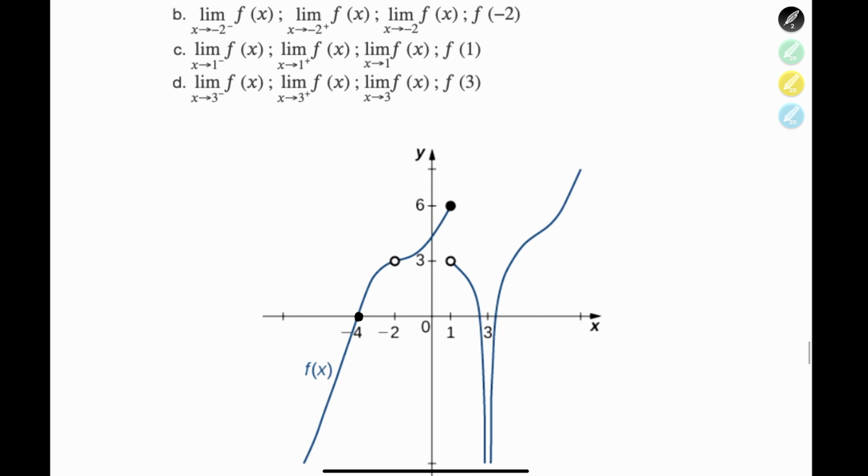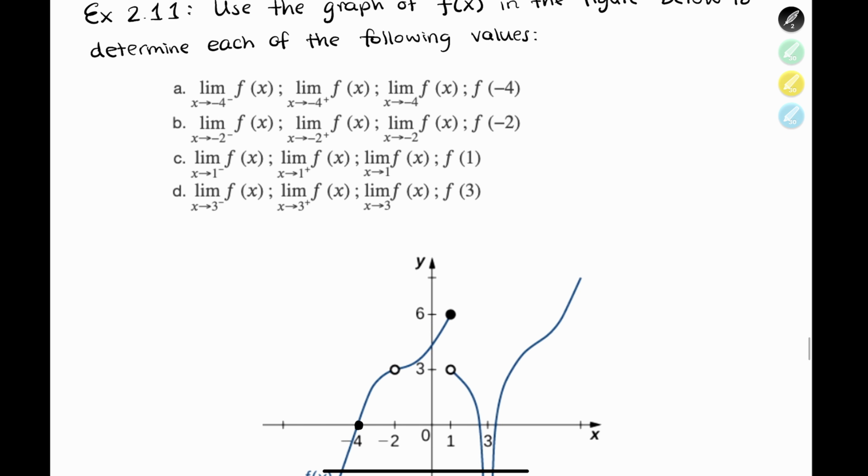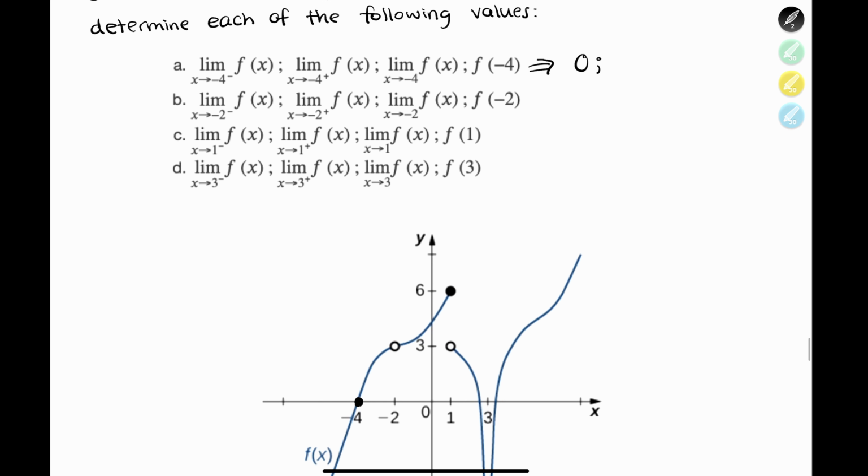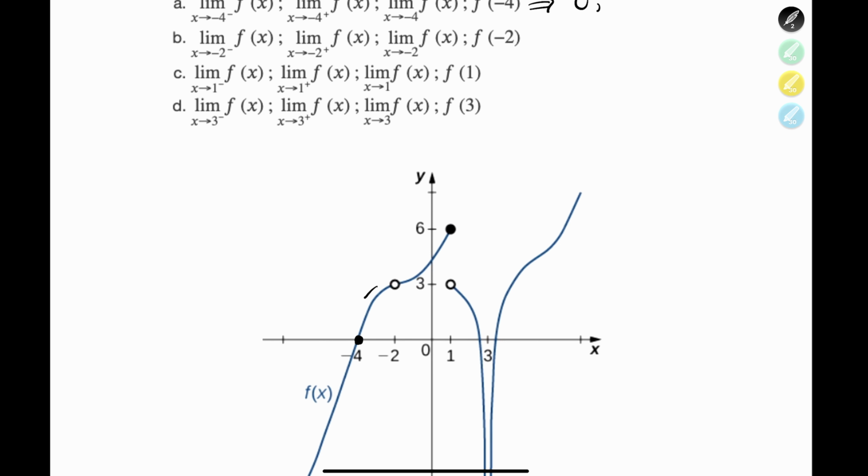It's actually equal to 0 over there. So our answers will be 0, and I'll put a semicolon. Then for the second part of part A, the right-hand limit. And so again, looking as we go down to -4 from the right-hand side, it is still 0.